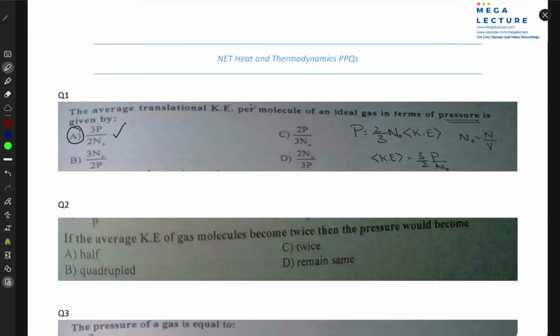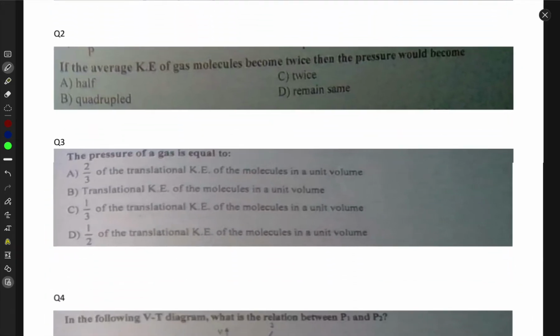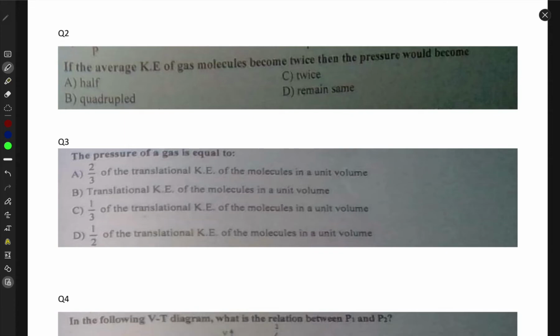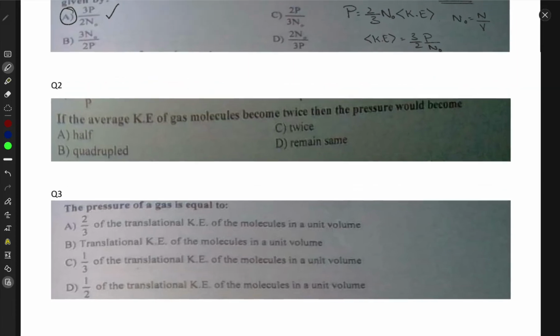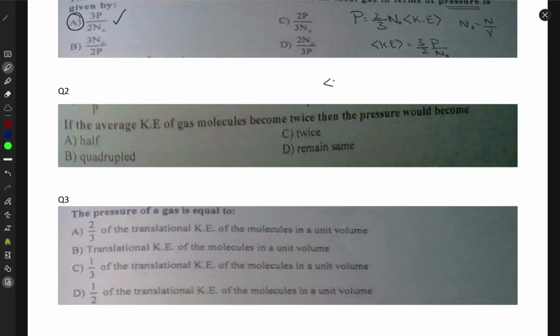All right, so let's move on to the next question, question number 2, and that reads: if the average kinetic energy of the gas molecules becomes twice, then the pressure would become what? Well, the average kinetic energy is becoming 2 times. As we saw, the kinetic energy is given as 3 by 2 p over n naught. Now if this average kinetic energy becomes 2 times, I'll multiply this whole thing by 2, and this becomes 3p over n naught.